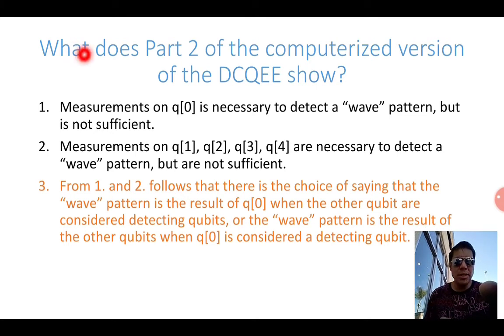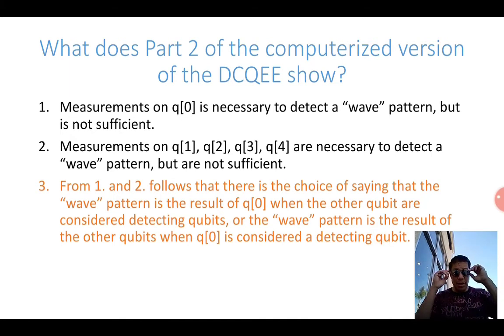So what does part 2 of the computerized version of the delayed-choice quantum erasure experiment show? Number 1, measurements on Q0 are necessary to detect a wave pattern, but not sufficient. Number 2, measurements on Q1, Q2, Q3, and Q4 are necessary to detect a wave pattern, but are not sufficient. Number 3, from 1 and 2 it follows that there is the choice of saying that the wave pattern is a result of Q0 when the other qubits are considered detecting qubits, or that the wave pattern is a result of the other qubits when Q0 is considered a detecting qubit.